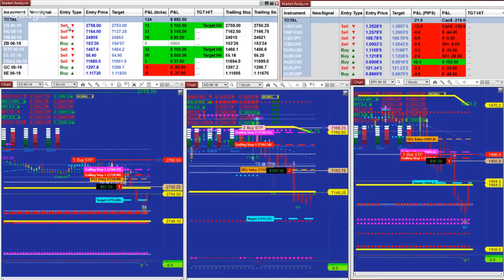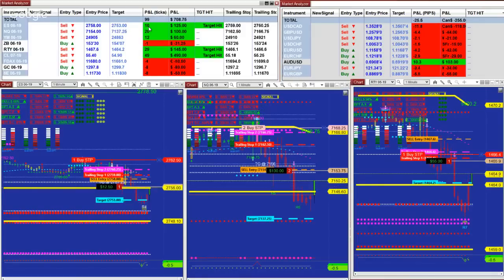For the ones who are new, we have this market analyzer on the top. On the first column, in the left upper corner, you will have a new signal. As an example here, it says which direction the auto trades are taking, sell, price entry 275800, target 2753, and there is a 10 ticks into that trade.